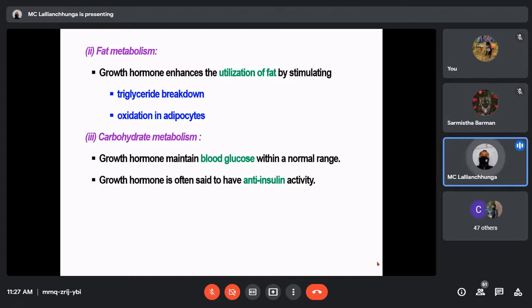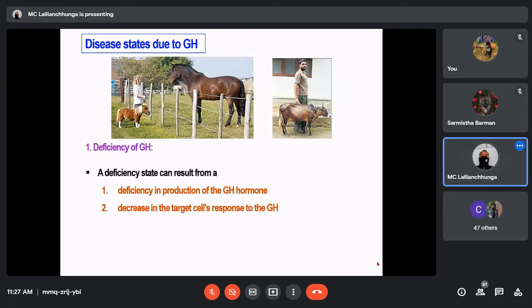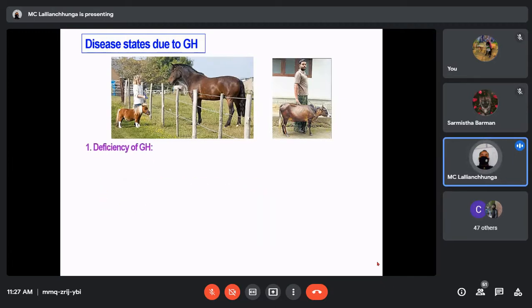I'll not explain again. Now, an important point which will be important for your exam also: disease states due to growth hormone. Too much secretion of growth hormone is harmful, and if it is too little, it is also harmful. So each person or animal should have an optimal level of growth hormone for normal function of the body.